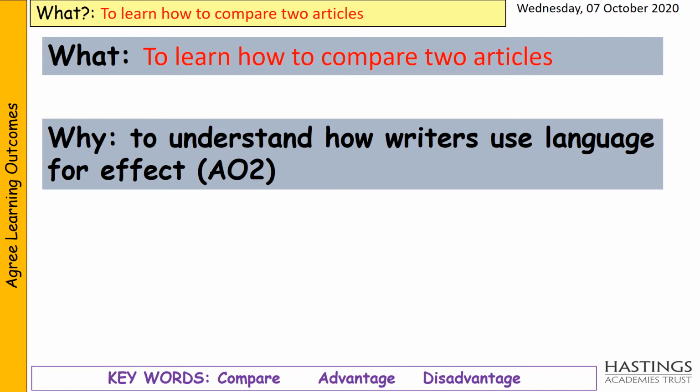Okay, so today we're going to be learning how to compare two articles. The reason we're doing this is to expand our skills in understanding how writers use language for effect. So we're going to be looking at the 2 articles that you've studied this week already, one about Australia and one about Thailand. They are both going to be on class charts for you, so you might want to go and download them. They'll be in one document there together to make it easier for you to refer to.